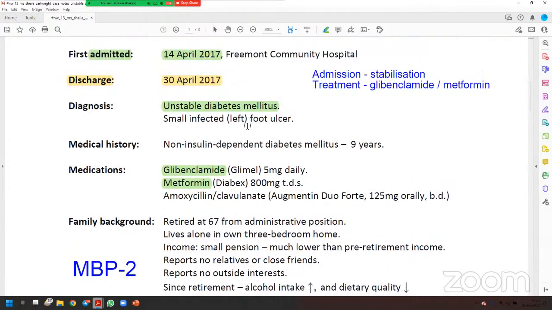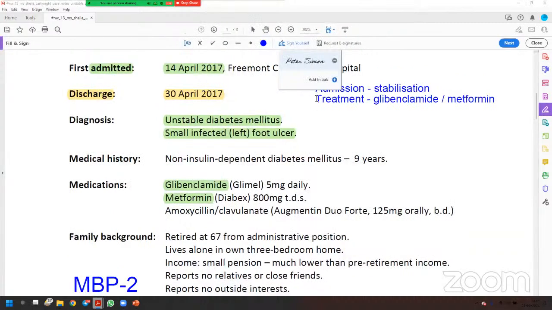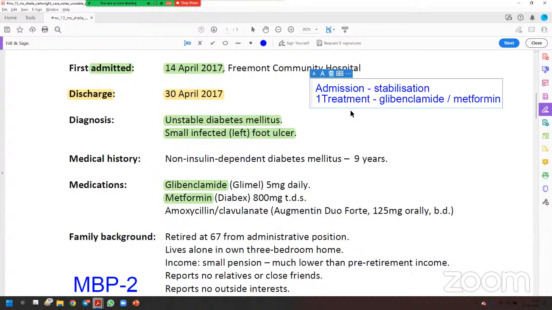Right. Then in addition to this one, you have one more problem. What is the other problem? Now, small infected left foot ulcer. This is another problem. So this is the second point. First point is unstable diabetes mellitus. This is point number 1. So this is treatment for type 2 diabetes. So that is number 1.